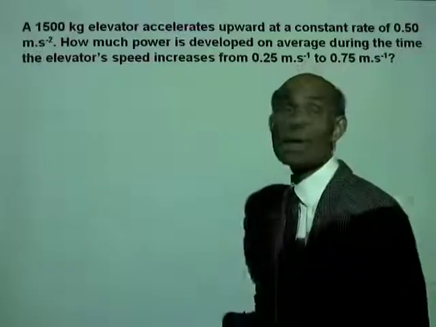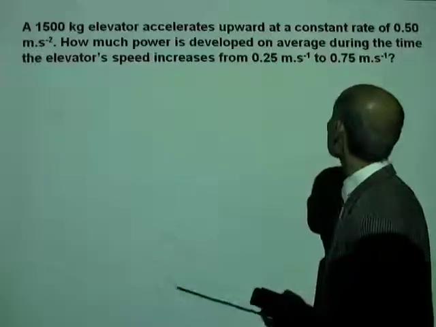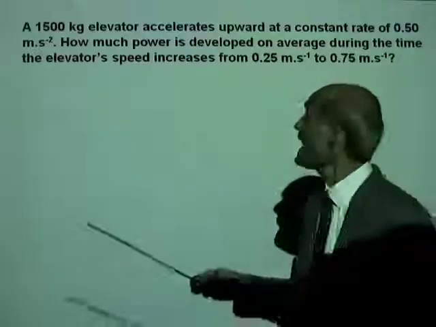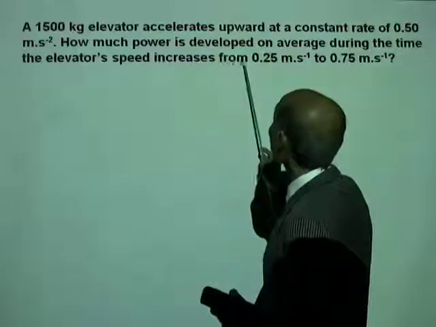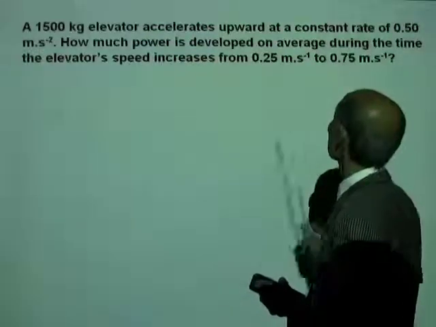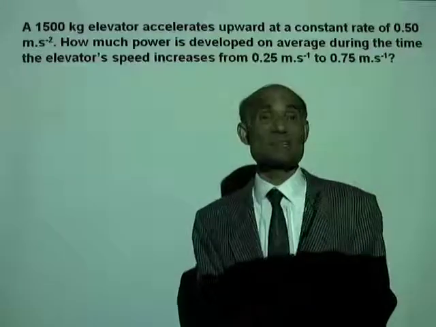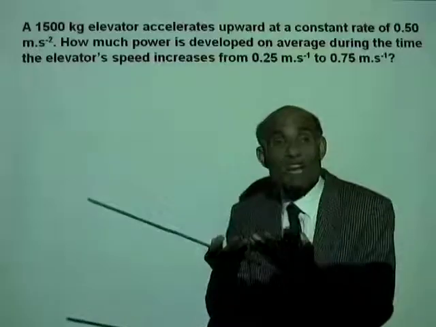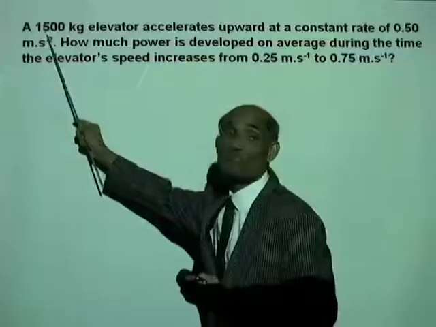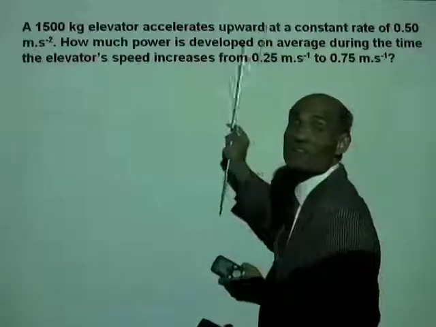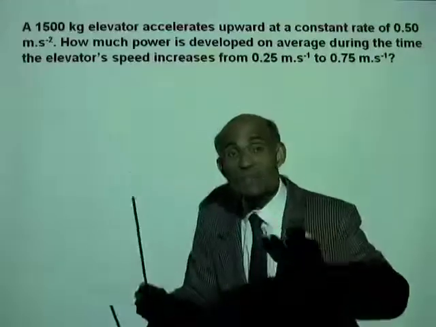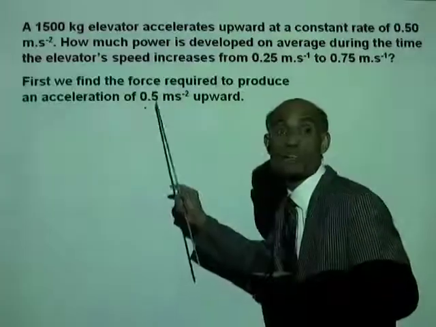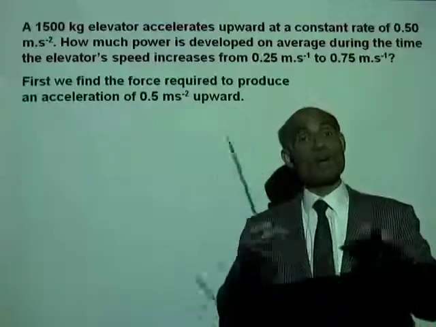A 1500 kilogram elevator accelerates upward at a constant rate of 0.5 meter per second squared. How much power is developed on an average during the time the elevator's speed increases from 0.25 meter per second to 0.75 meter per second? Here again, we have the initial velocity, final velocity, we can find the average velocity. And we have the mass of the elevator, we have the acceleration of the elevator, we can calculate the force that is producing that acceleration on the elevator. First, we find the force required to produce this acceleration of 0.5 meter per second squared upward.